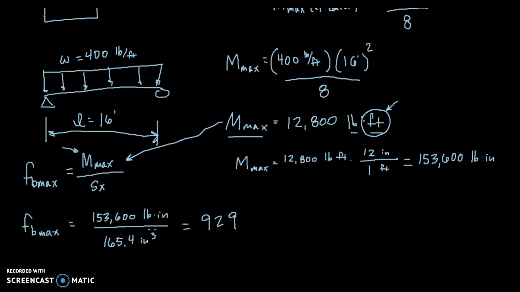929. And again, if we look at our units, we have inches over inches to the third. So it's like inches to the first power divided by inches to the third power. This will cancel out one of them and leave two behind, inches to the second power. So I've still got my pounds up top, and now square inches on the bottom. Pounds per square inch is PSI. 929 PSI is the maximum bending stress in this beam.